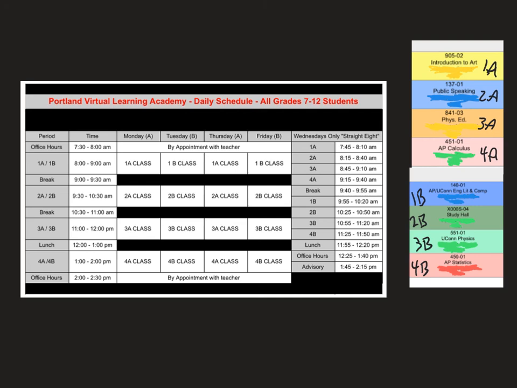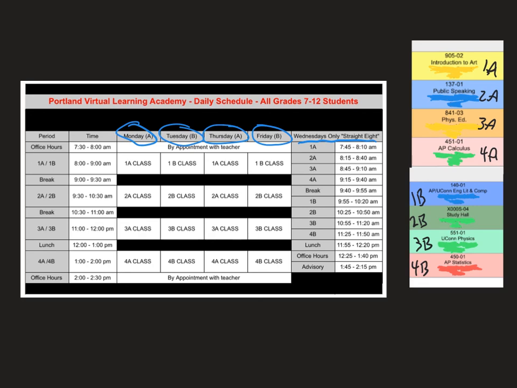Then, as we move to the 3rd week, we are now in a regular rotation 5 days a week, and it happens to be that Monday is the A day, Tuesday is a B day, Thursday is an A day, and Friday is a B day. On Wednesdays, it's always the straight 8. So it follows that scenario for a substantial amount of time.